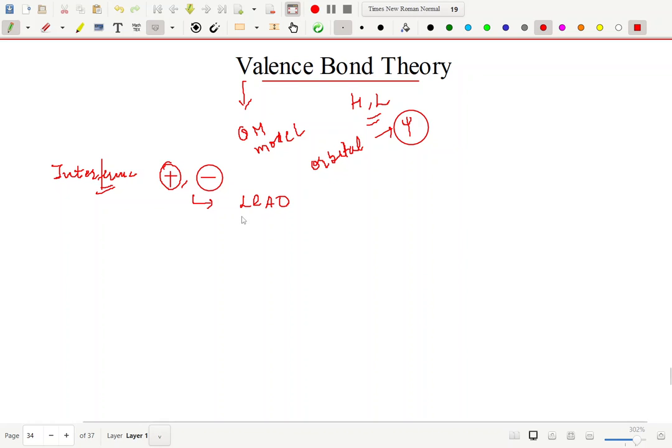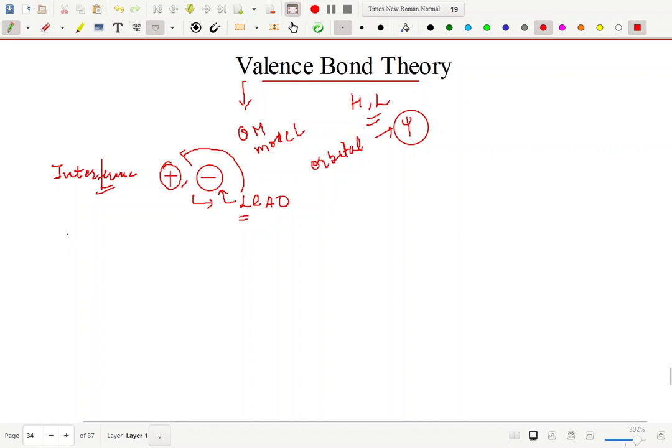When we use the word linear, we can use functions like addition and subtraction only. We cannot use functions like multiplication or division. So because we are adding and subtracting the waves together, we call it linear combination of atomic orbitals. Now how do we add or subtract the waves?